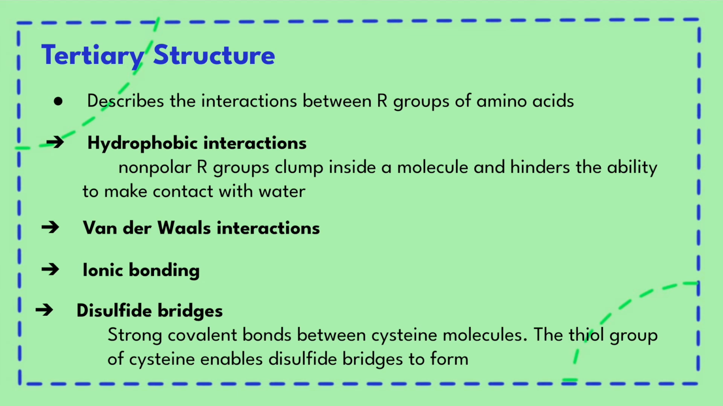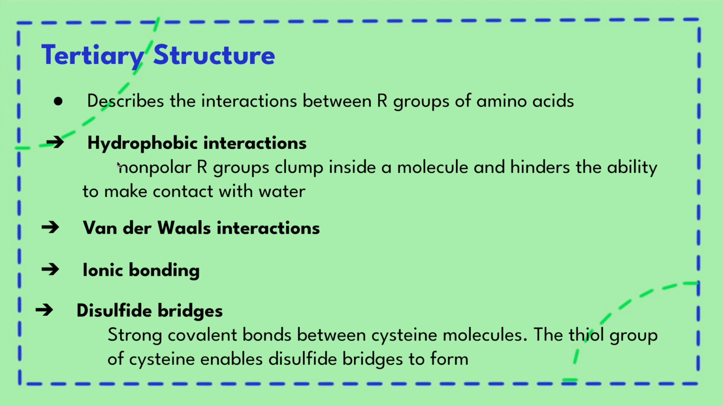The tertiary structure describes the 3-dimensional folding that occurs in the proteins and what kind of interactions between the R groups influence that. Let's look at 4 common interactions that occur between R groups as part of the tertiary structure. First, we have hydrophobic interactions. Remember, hydrophobic means to repel from water.